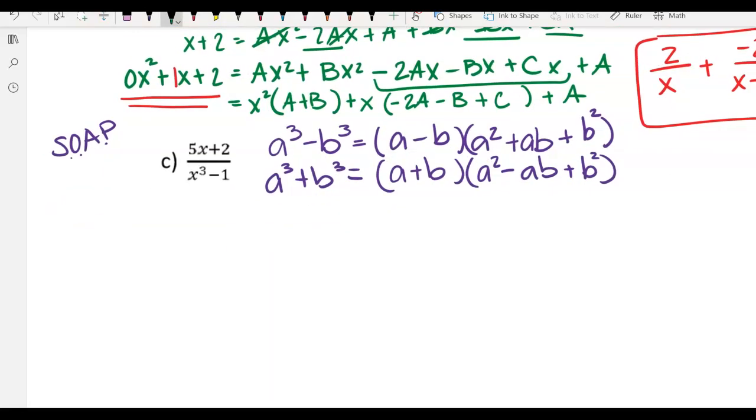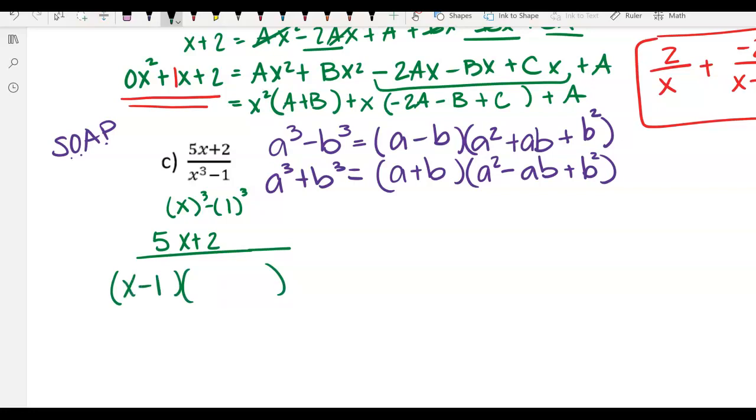Okay, y'all. Your denominator is something cubed minus something, right? So when we take it to the third, it goes x to the third. X. Okay, so that means your A is x. What's to the third so that when we take it to the third, it goes 1? Yeah, exactly. So your equation is 5x plus 2 all over. Factor that for me. A is what? X minus 1. A squared is x squared. Plus or minus? Plus. Plus what? A times B. X, because 1 times x is x. Plus b squared. Plus 1.